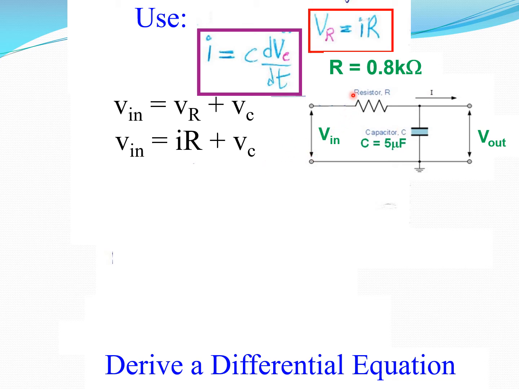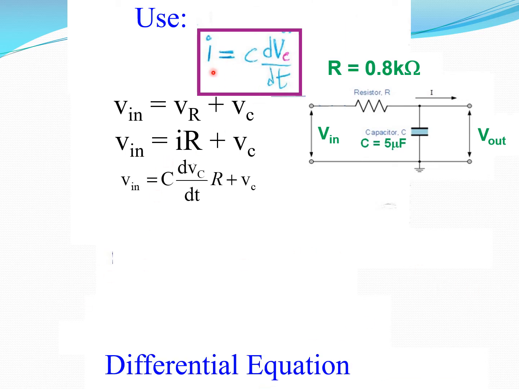So Vin is equal to Vr plus Vc. And we know that Vr, from Ohm's law, is the same as IR. So now we can say Vin is equal to IR plus Vc. And now in the next slide, we'll look at changing I. We're going to substitute this in for I. So we'll build up our derivation as we go along.